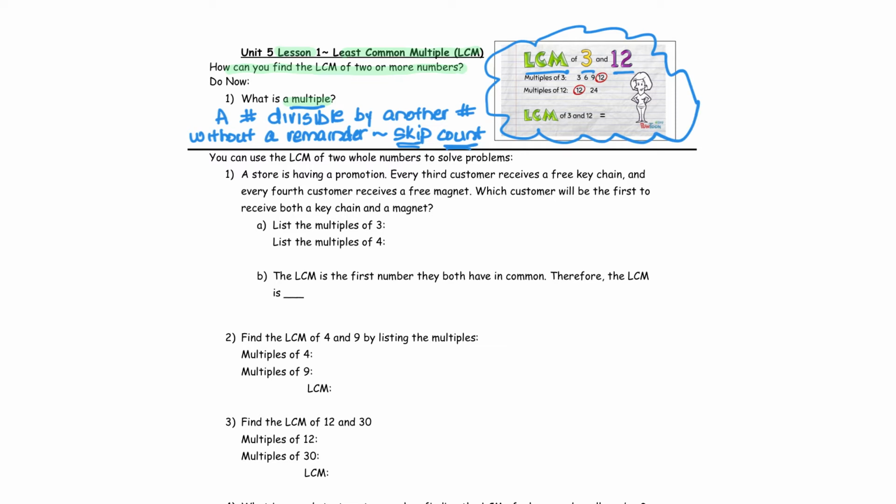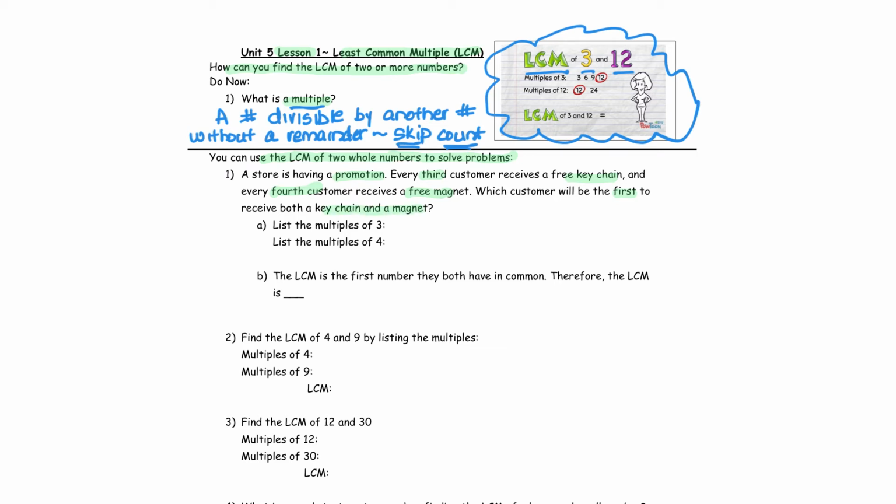Let's take a look at number 1. You can use the LCM of 2 whole numbers to solve problems. Number 1, a store is having a promotion. Every 3rd customer receives a free keychain. Wow. And every 4th customer receives a free magnet. Which customer will be the first to receive both a keychain and a magnet?